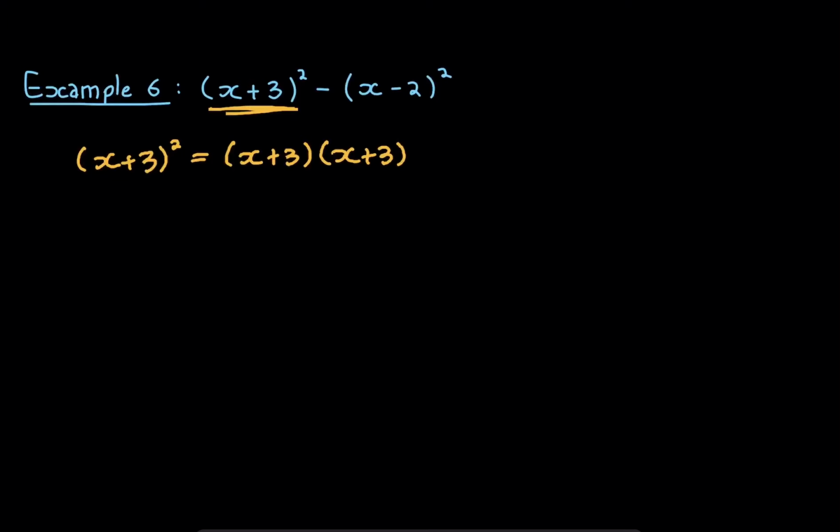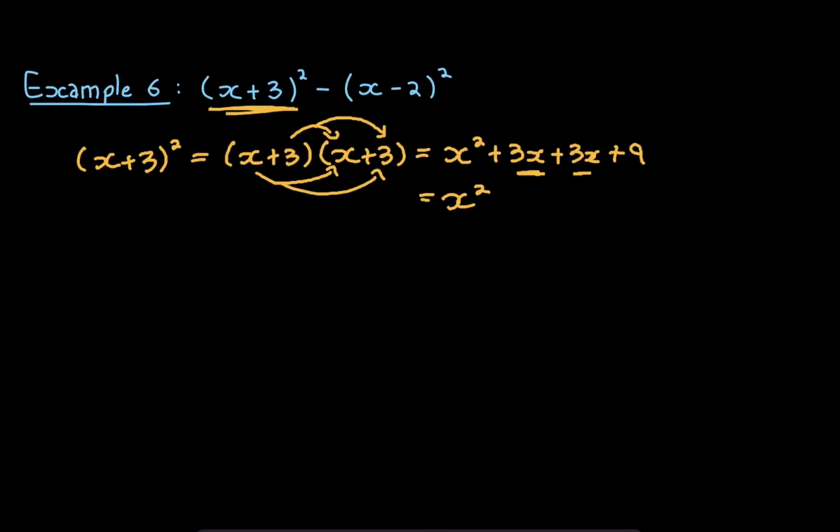And we have seen this before. We say x times x, x times 3, 3 times x, 3 times 3. So x times x will give you x squared, x times 3 will give you 3x, 3 times x again will give you 3x, and 3 times 3 will give you 9. We can collect the like terms, and then we get x squared plus 6x plus 9. That's your answer for the first part.